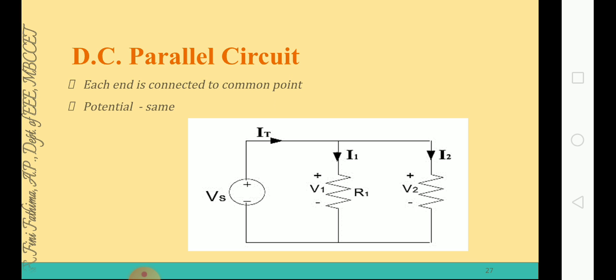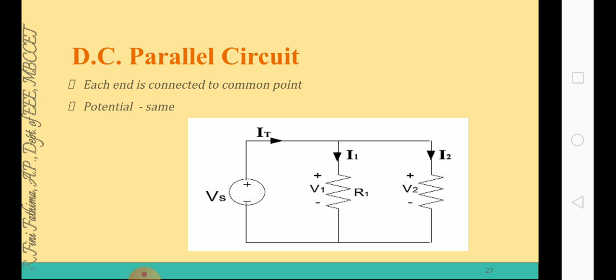So in a parallel circuit, what is the advantage of connecting things in parallel? In the circuit we have two resistors R1 and R2, and a voltage source Vs. The starting ends, the plus terminals, are connected together, and the leaving ends, the minus terminals, are all connected together to form a parallel circuit. From Vs, a total current I total will leave the source, and it splits into current I1 through resistor R1 and current I2 through resistor R2.